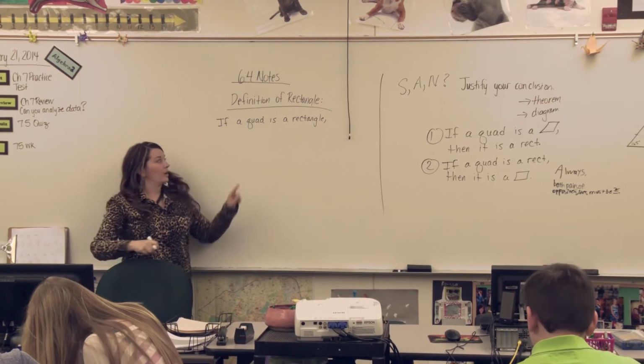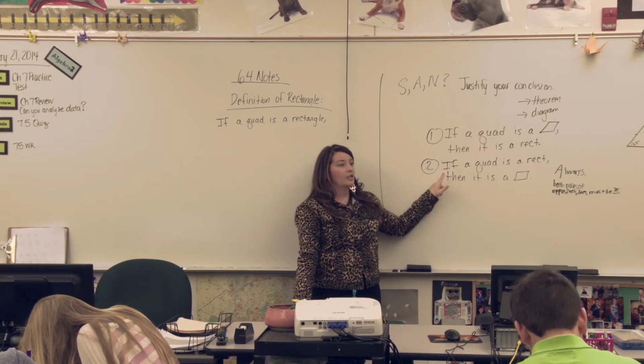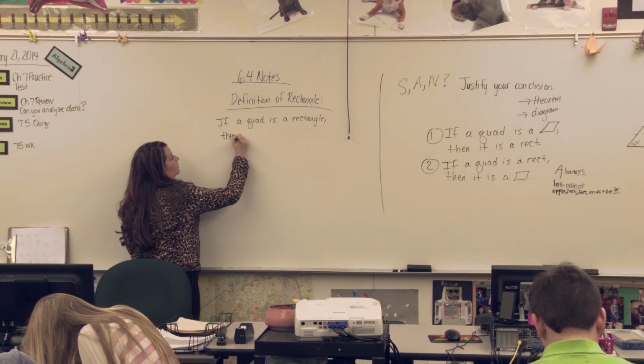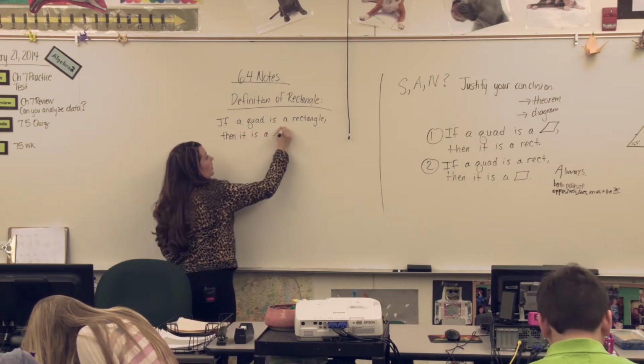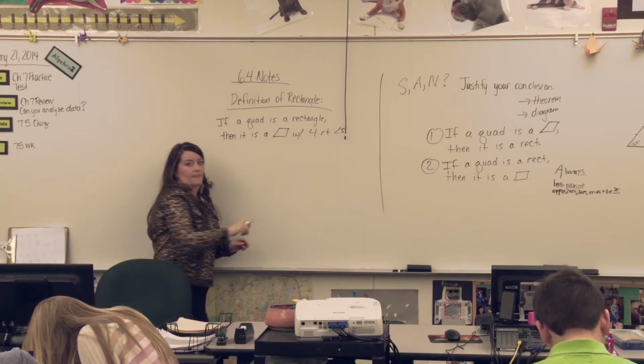So if a quad is a rectangle, I'm going to connect it with this sometimes, always, never statement, because we know this is always true. Then it is a parallelogram with 4 right angles.